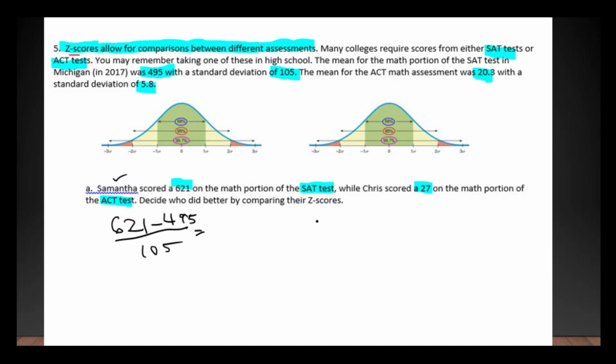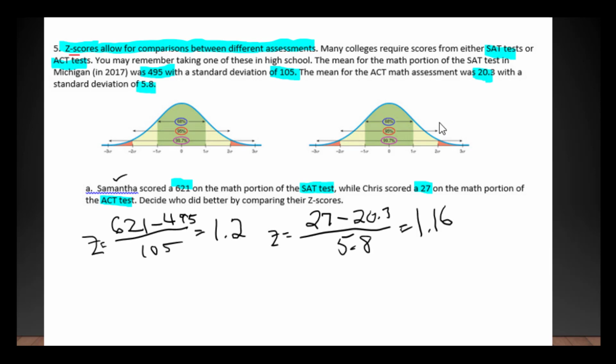Chris's z-score is going to be his score on the ACT minus the average for the ACT divided by the standard deviation of the ACT. So put that in your calculators and I'll put up the answer. So Samantha got a z-score of 1.2, and Chris a 1.16.